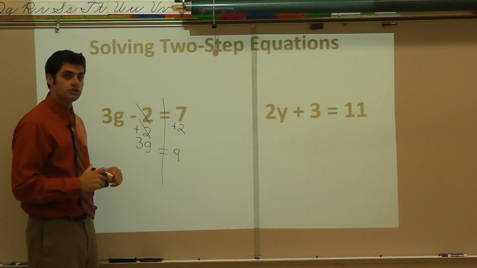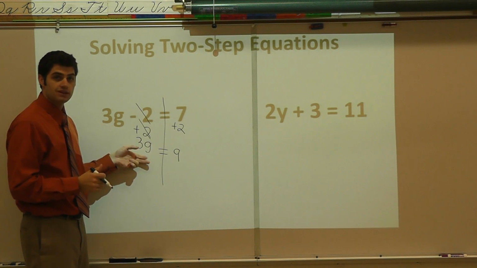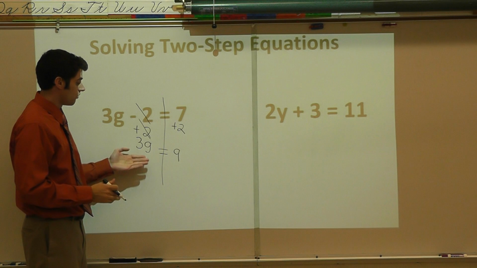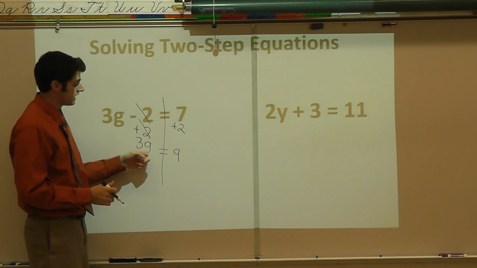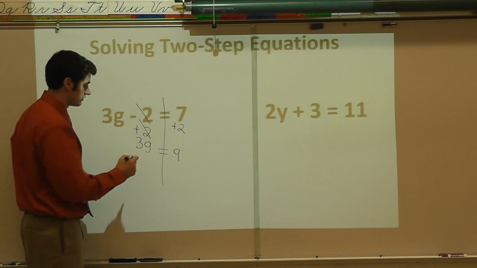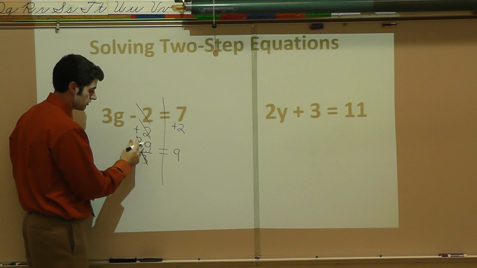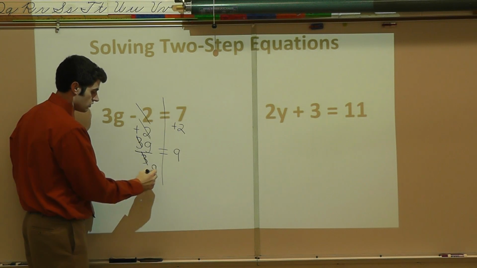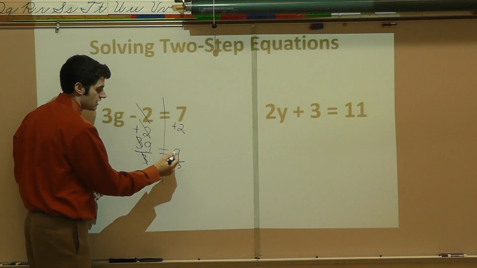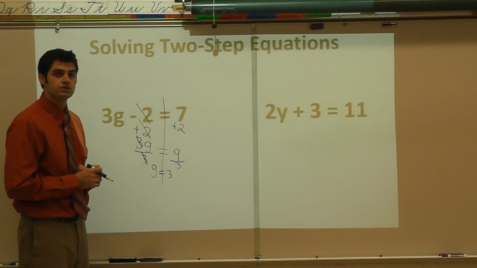Now my goal is to still get the variable by itself. However, 3g is not the variable by itself. It still has the coefficient of 3. When I have a number next to a variable, it stands for multiplication. I have to do the inverse, which is division. So 3 divided by 3 is 1, or in this case the letter g. What I do to one side, I do to the other. 9 divided by 3 becomes 3, so g equals 3.